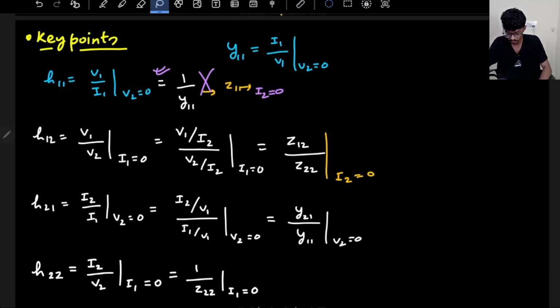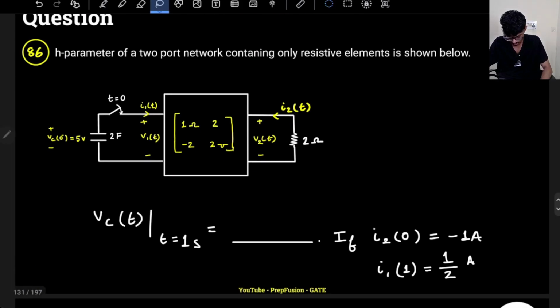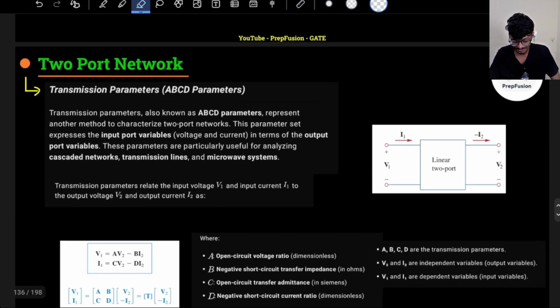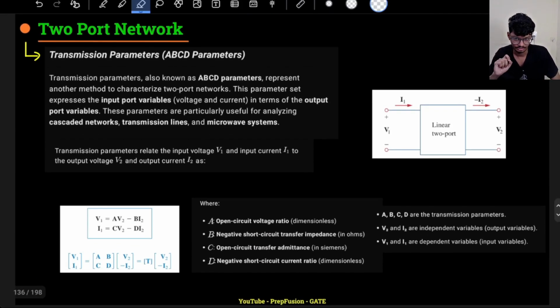I will give you a few things as homework. This is a very good question which I want you to try out by yourself, okay? In the next lecture we will solve this question, and now we will start with the ABCD parameters. Let us discuss transmission parameters.